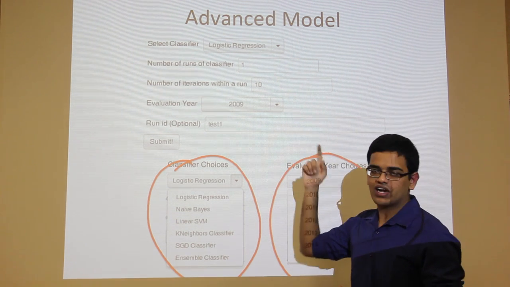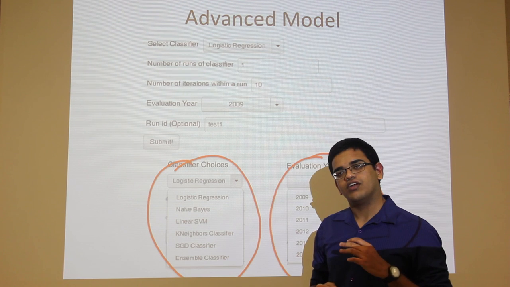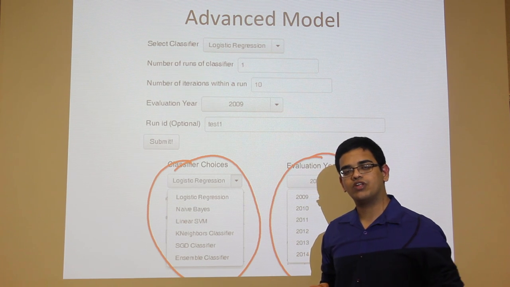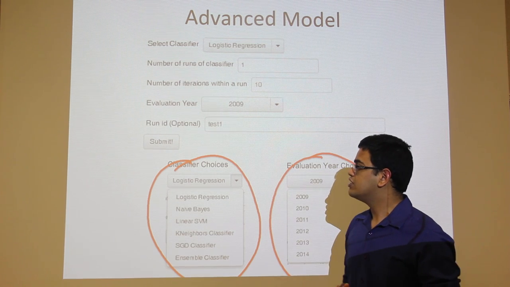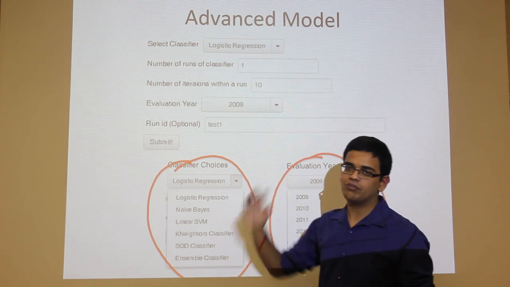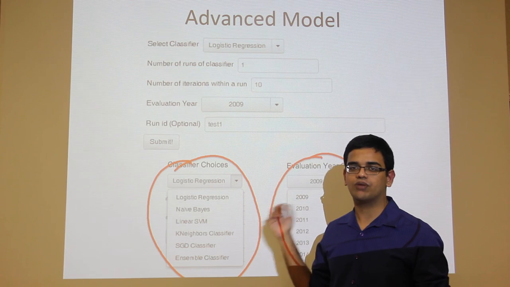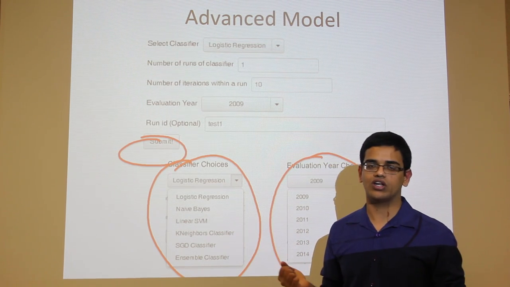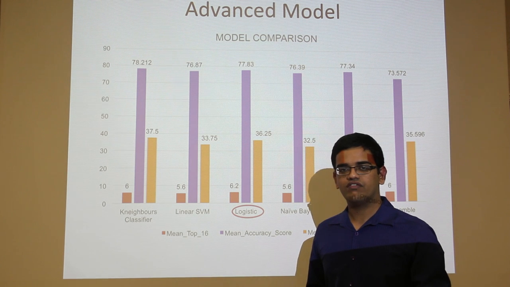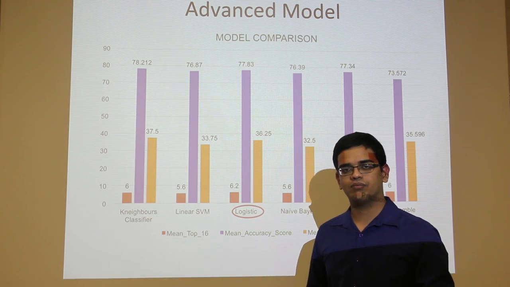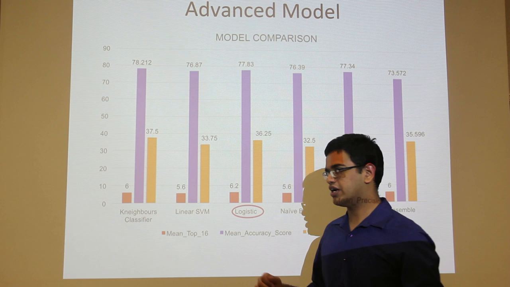And the number of runs of a classifier is nothing but if you want the same algorithm to run multiple times and average your results, this will do that. So on the click of submit, you can just get the accuracy score for that particular evaluation year using whatever model you have selected. After coming up with the UI, we ran the same algorithm for all the models multiple times.